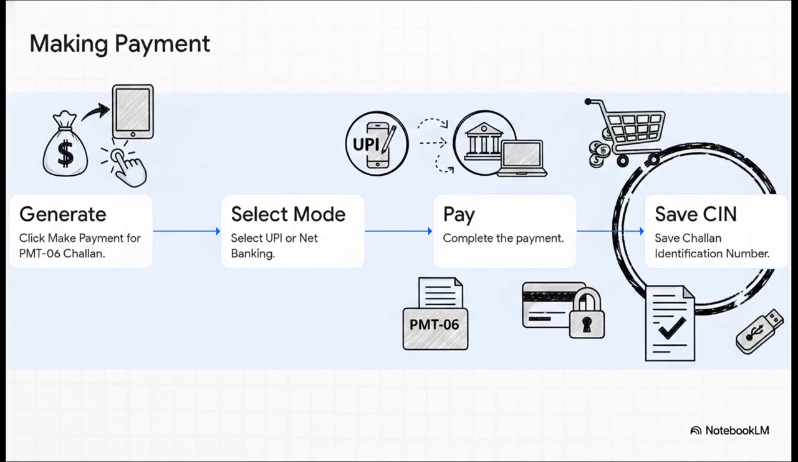Paying that exact amount is seamlessly integrated. You just click Make Payment, which generates what's called a PMT06 challan. You can literally select UPI if the amount is under 10,000 rupees, or use standard net banking for larger amounts. You complete the payment on your bank's interface just like any regular online shopping checkout. But here is the vital step. Once the payment clears, the portal will generate a CIN, a challan identification number. You must save this. It is your ultimate proof of payment.